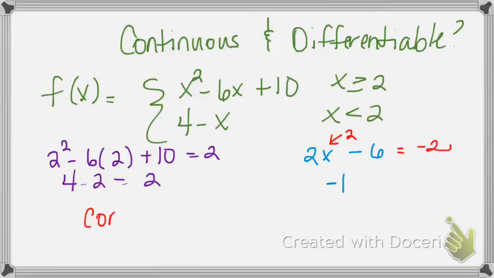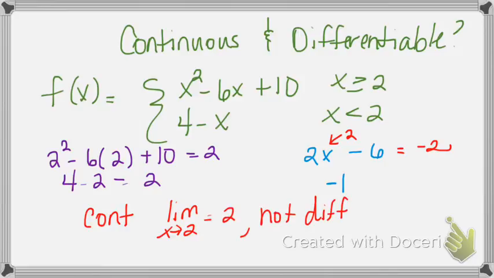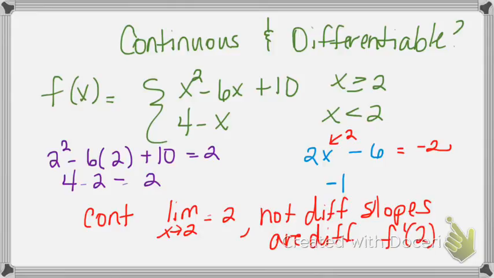So it's continuous because the limit as x approaches 2 is 2. But it's not differentiable because the slopes are different. You could say f prime of 2 does not exist.